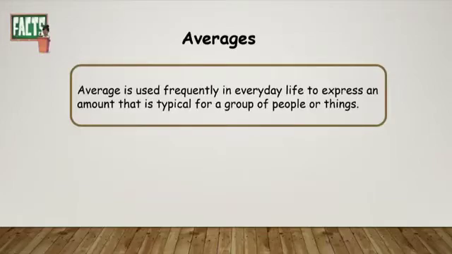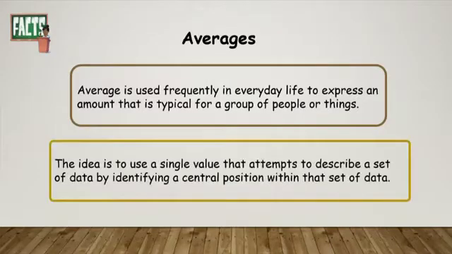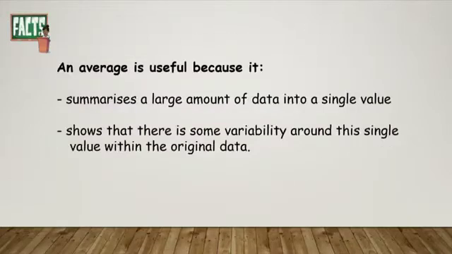Now, in particular, averages, which would fall under analysis and interpretation, are used frequently in everyday life to express an amount that is typical for a group of people or things. The idea is to use a single value that attempts to describe a set of data by identifying a certain position within that set. So an average is useful because it summarizes a large amount of data into a single value, and shows that there is some variability, meaning that some might be more or less. It is not that the values are all the same, but there's some variability around this single value within the original data set.